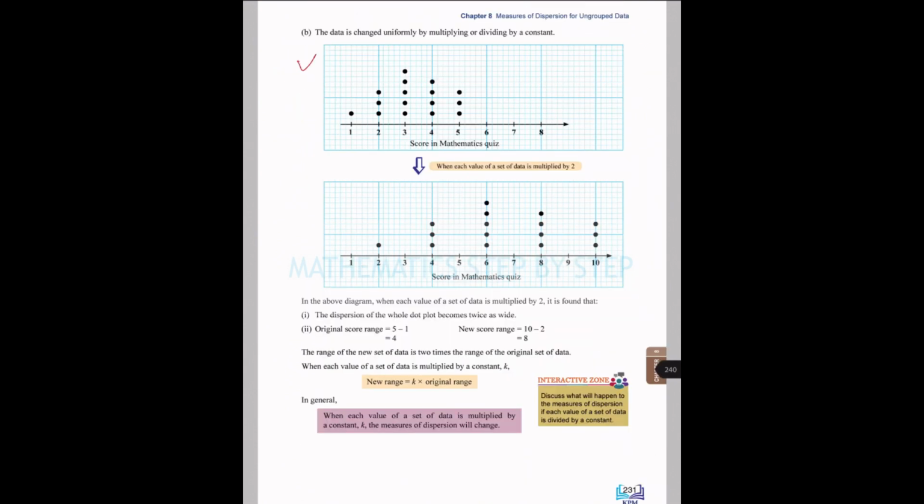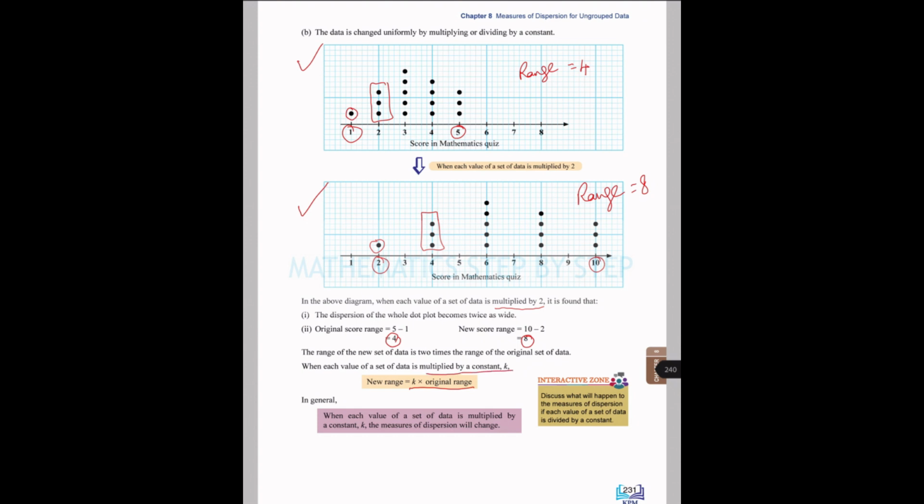Then, now this is the original set of data. This is the set of data after multiplied by 2 for each data in the set. So previously 1 now becomes 2. Previously 2 now becomes 4, okay? Everything times 2. So we can see that the original range is 5 minus 1 equals to 4. But now the range is 10 minus 2 equals to 8, okay? The range is times 2 now, okay? K times the original range, and K is the constant multiplied to each data in the set.